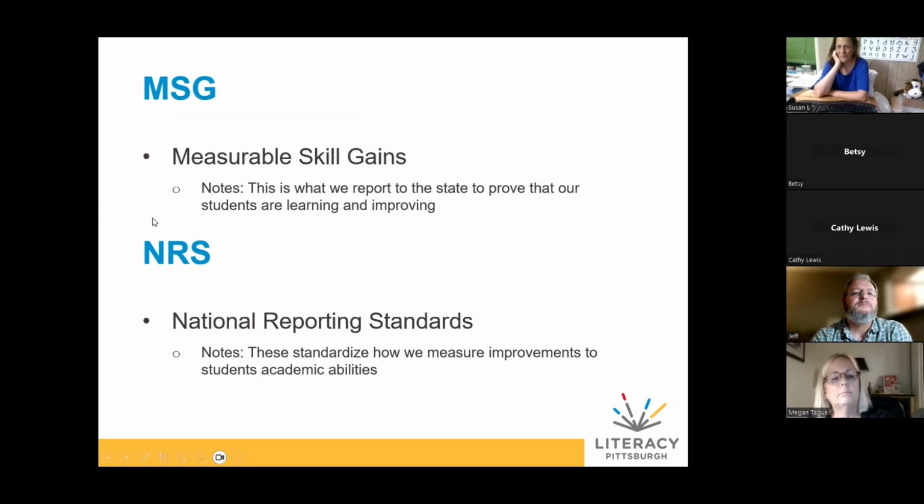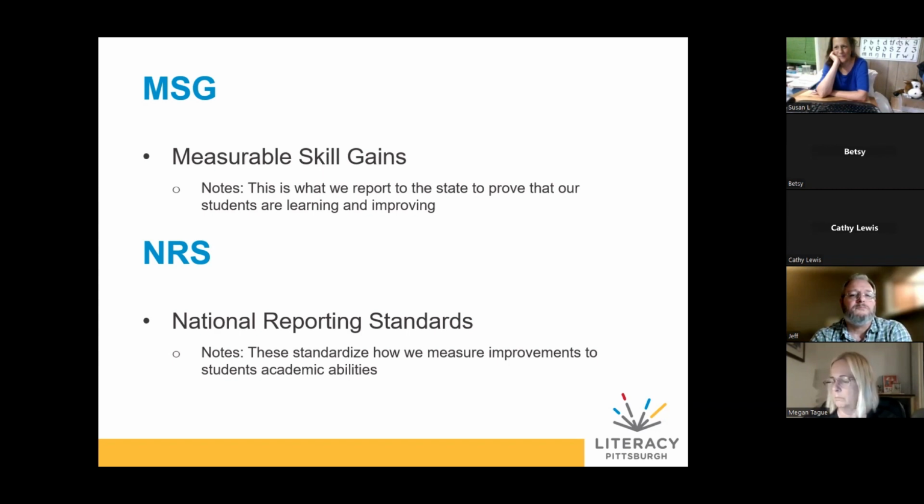Then MSG, well, it also stands for something very tasty. It is also measurable skill gains, which is what we report to the state to prove that our students are learning and improving. So we test our students every 40 to 60 hours of instruction. We test the students when they enter the program, and then after 40 to 60 hours.